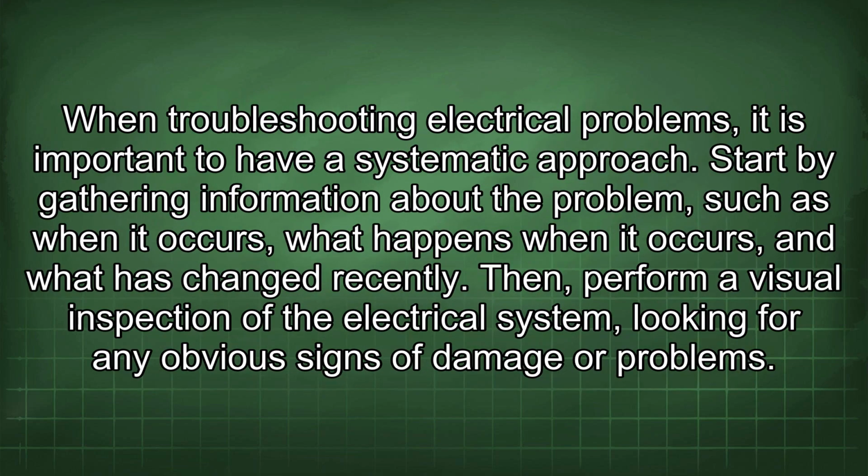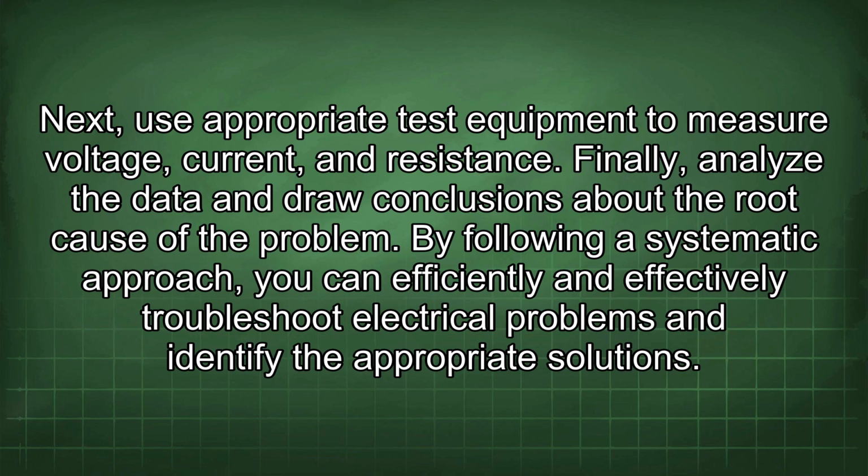When troubleshooting electrical problems, it is important to have a systematic approach. Start by gathering information about the problem, such as when it occurs, what happens when it occurs, and what has changed recently. Then perform a visual inspection of the electrical system, looking for any obvious signs of damage or problems. Next, use appropriate test equipment to measure voltage, current, and resistance. Finally, analyze the data and draw conclusions about the root cause of the problem. By following a systematic approach, you can efficiently and effectively troubleshoot electrical problems and identify the appropriate solutions.